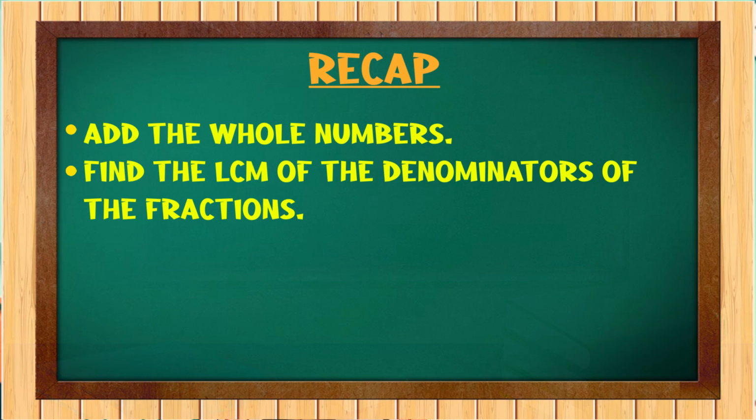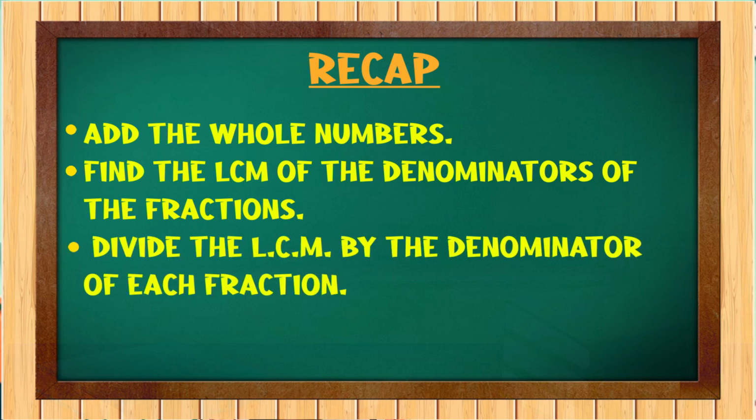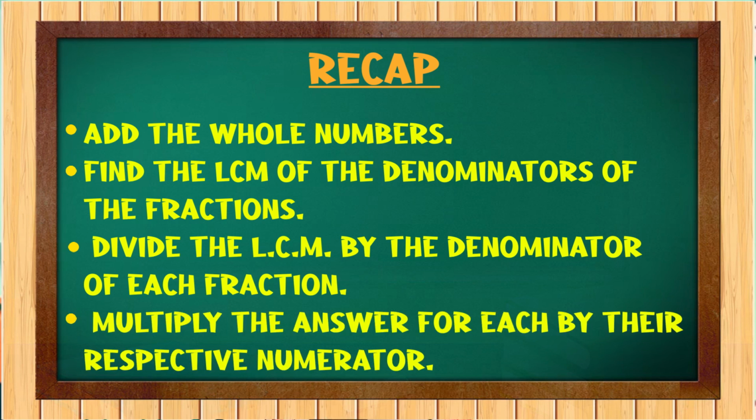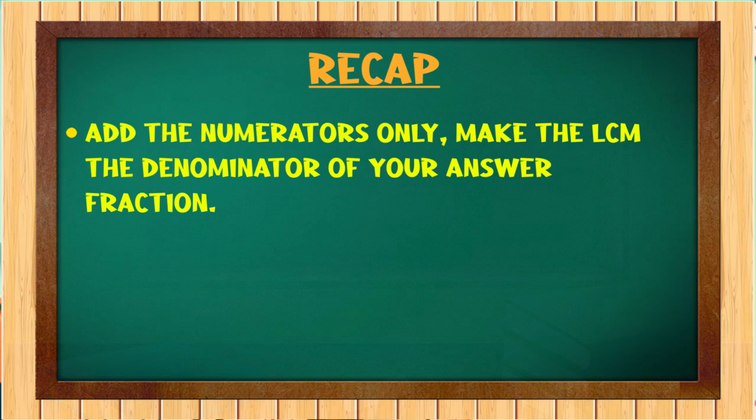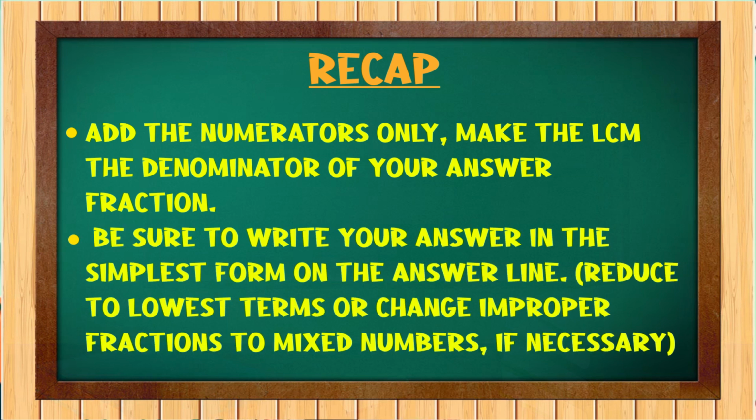That is by listing the multiples of both denominators. We divide the LCM by the denominator of each fraction. We multiply the answer for each by their respective numerator. We add the numerators only, and we make the LCM the denominator of your answer fraction. You have to write your answer in the simplest form on the answer line. That is, you reduce the fractions to lowest terms, or you change the improper fractions to mixed numbers if necessary.